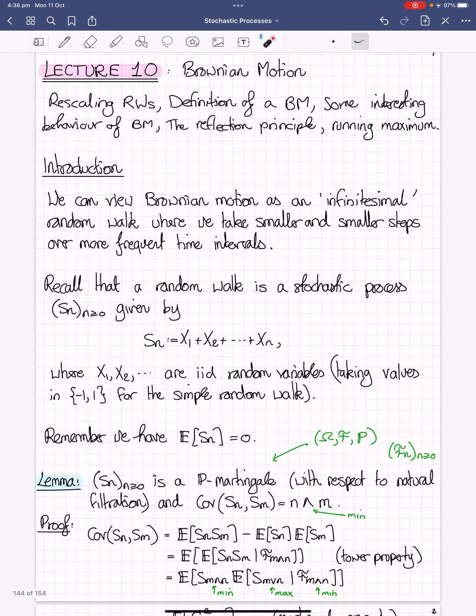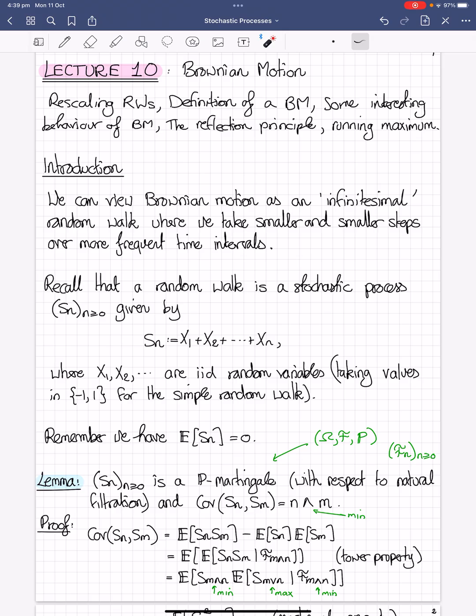Okay, so welcome to lecture 10. This week we're starting on a new topic, and the topic is called Brownian motion. The idea behind Brownian motion is that it's quite closely related to the random walk, but we want to consider what we call a continuous time version of the random walk.